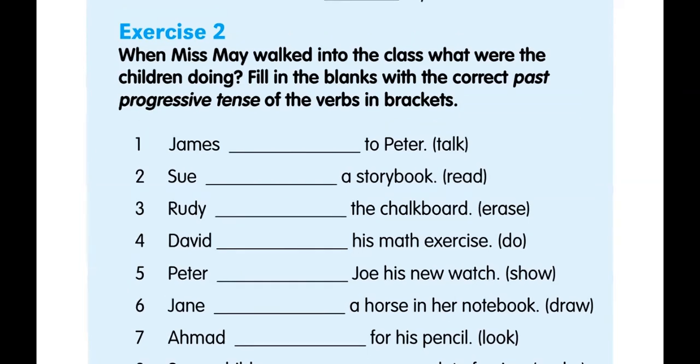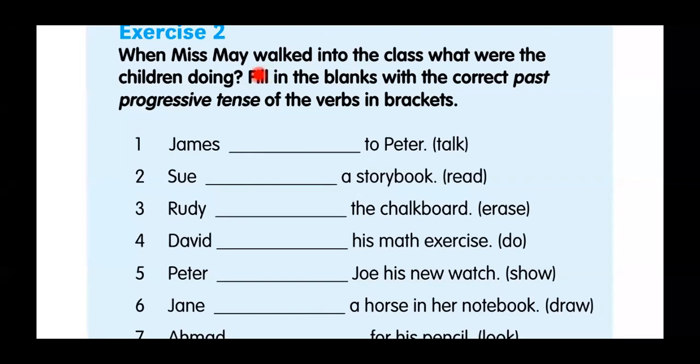Okay, now see over here, we went somewhere else. I was just telling you how to find out the parts of speech in a sentence. Exercise 2. When Miss May walked into the class, what were the children doing? Fill in the blanks with the correct past progressive tense of the verbs in brackets.